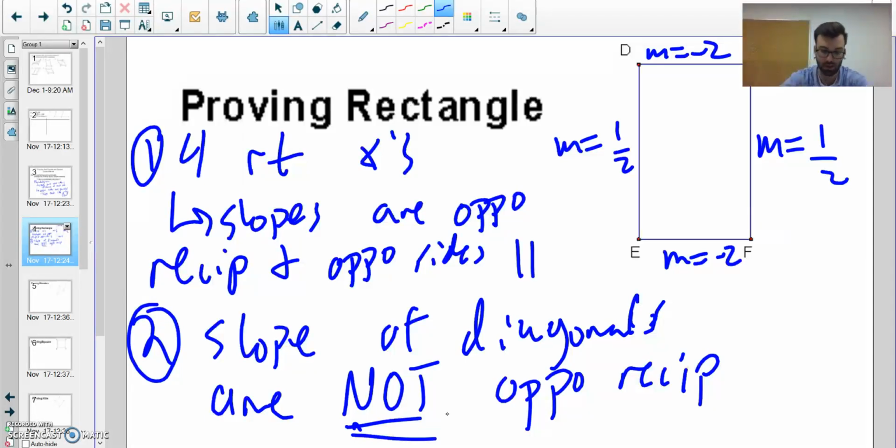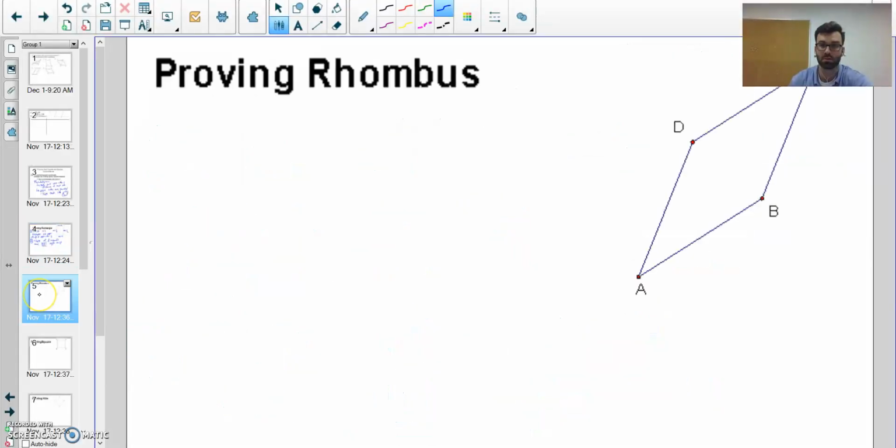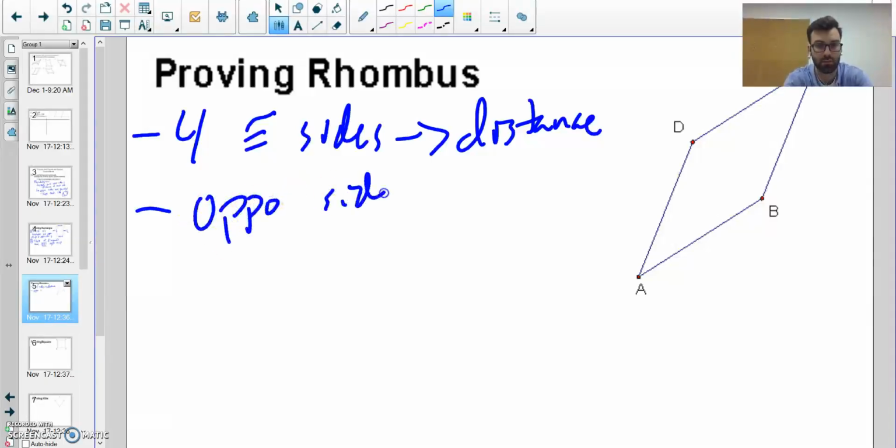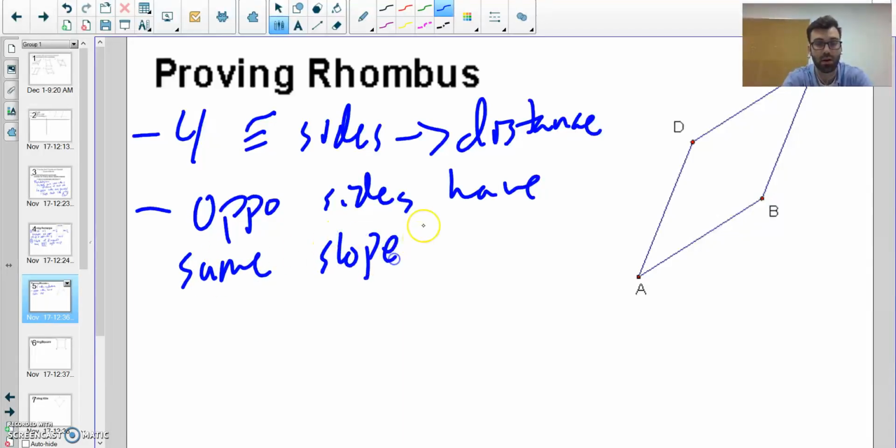So if we're talking about rhombi or rhombuses, for congruent sides, which you have to use the distance formula to find, opposite sides have the same slope and without any opposite reciprocals.